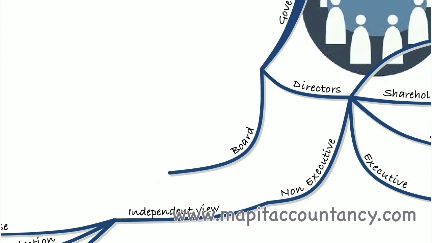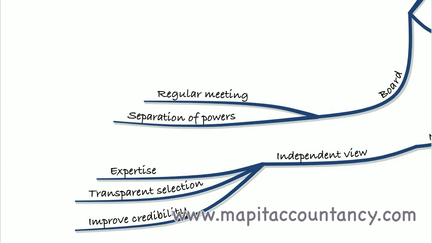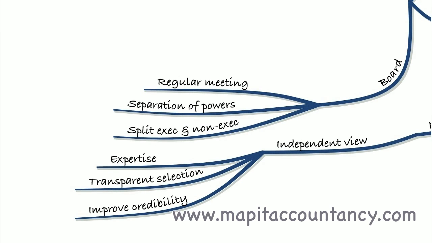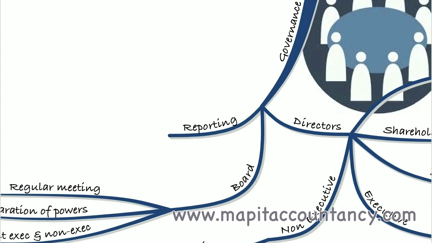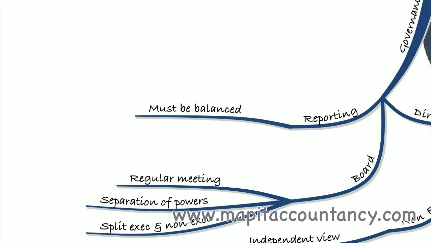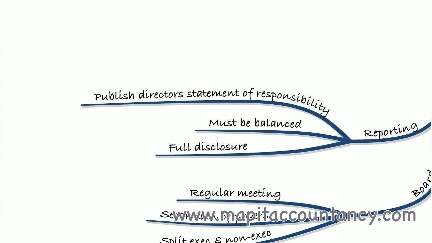When it comes to the board, well, the board should have regular meetings. There should be a separation of powers between the chief executive and the chairman, so that role shouldn't be held by one person. And there should be a split of executive and non-executive directors. So that should be 50-50 in a large organisation and at least 2 non-executive directors on the board of small organisations. When it comes to reporting by directors, it must be balanced. They must give full disclosure of all information, and they must publish the director's statement of responsibility each and every year.